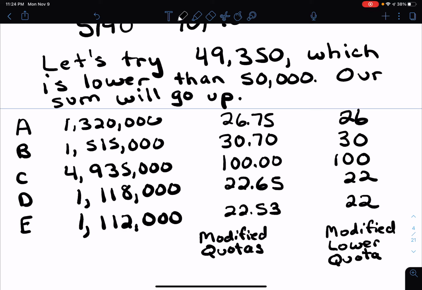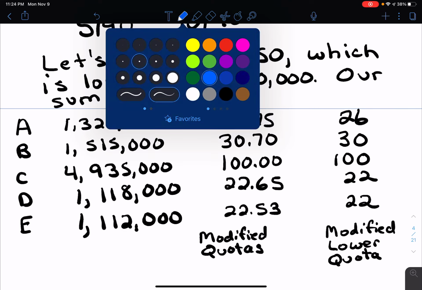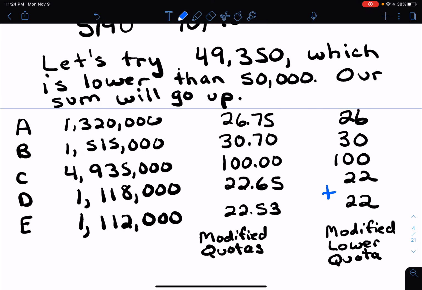All right, so what do those add up to? Let's use a little different color here. Let's add those up. 26, 30, 100, 22, 22, 200. Those add up to 200. Let me double check in my trusty calculator here. 200, yep, they do. There we go. So it worked. So there's your apportionment. State A would get 26, State B would get 30, State C would get 100, States D and E would both get 22. And that's by Jefferson's method.